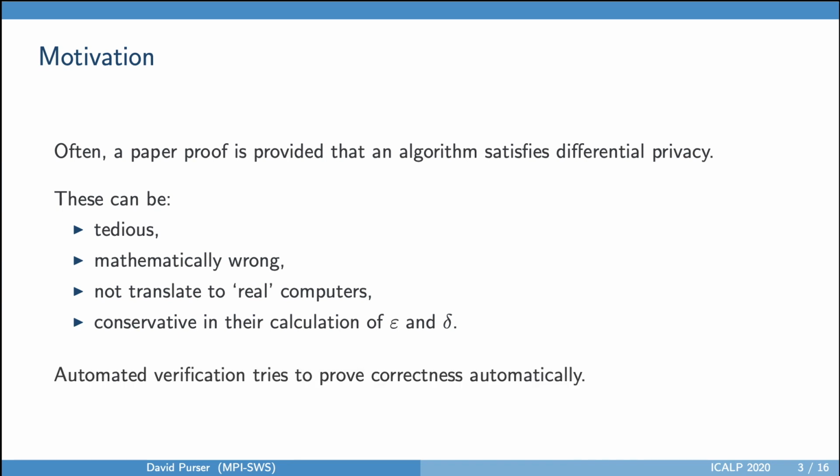Our approach aims to overcome all of these issues. By taking an automated approach, we avoid the possibility of human errors, and we conduct our verification on programs which can be implemented in practice. We also decide for specific parameters epsilon and delta without over-approximation. By studying the complexity, we place limits on the tractability of automated verification.